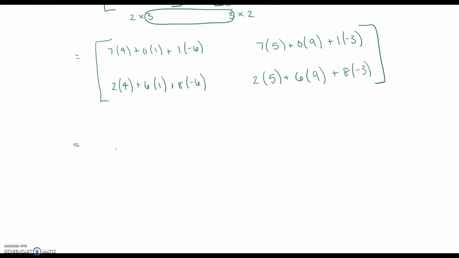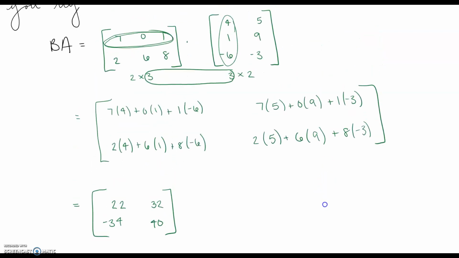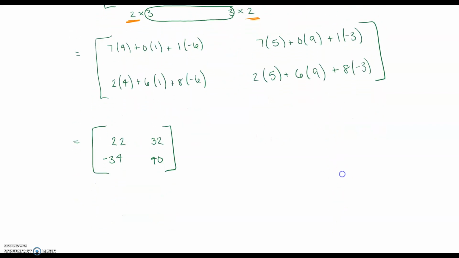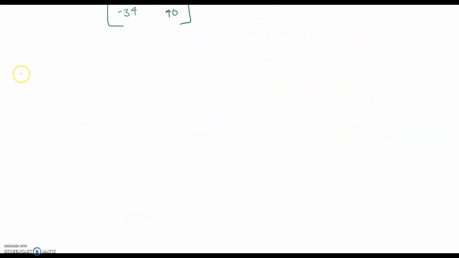And then we simplify. So 28 plus 0 minus 6 is 22. 35 plus 0 minus 3, 32. 8 plus 6 minus 48, negative 34. And 10 plus 54 minus 24. So hopefully you ended up with this 2 by 2 matrix. And that is it. Remember, your final answer will be the remaining dimensions. So why don't we try one more?